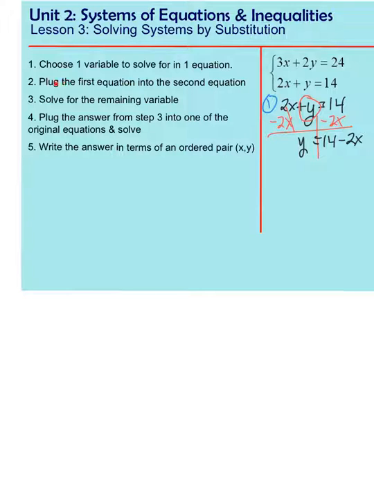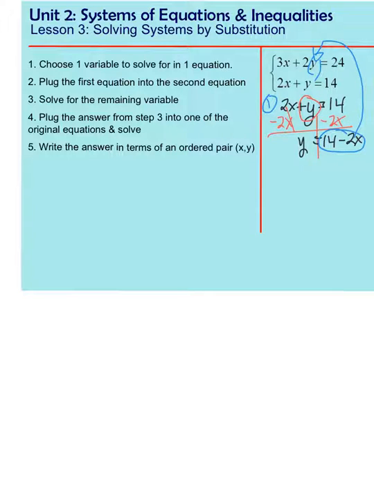Then our second step says plug the first equation into the second. So you have to take your answer that you got when you solved the one equation for the variable. So this is the value of y, 14 minus 2x. That means that this y equals 14 minus 2x and this y equals 14 minus 2x. Well, I solved this equation for the y, so I have to take this and plug it, substitute it into the other equation. If I try to substitute this into this y, all of your variables are going to drop out and you won't be able to solve anything. So you have to take the value for y and plug it into the other equation's y.